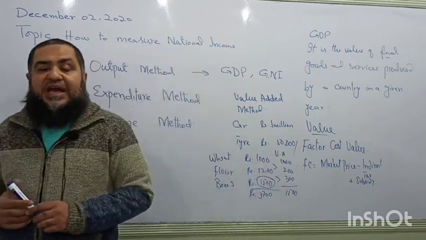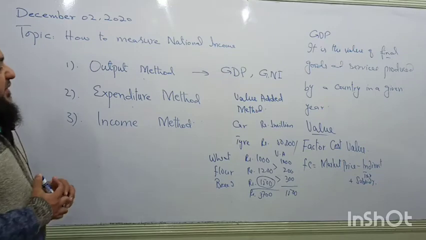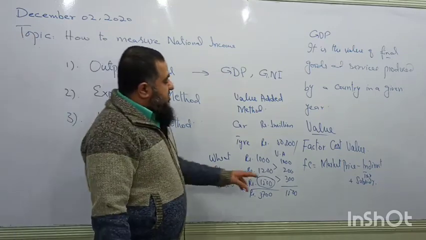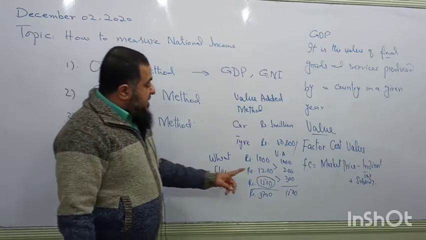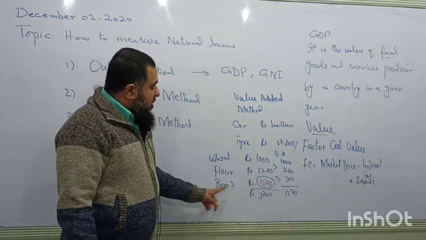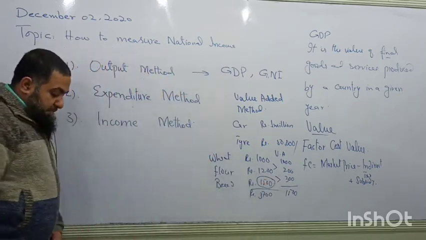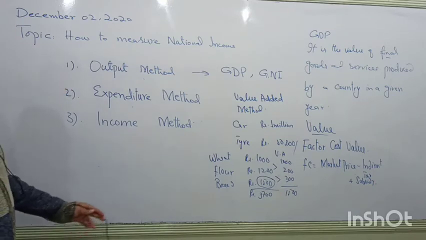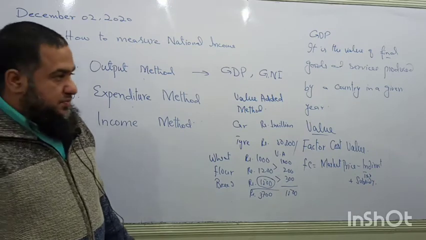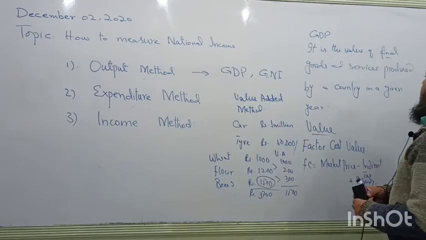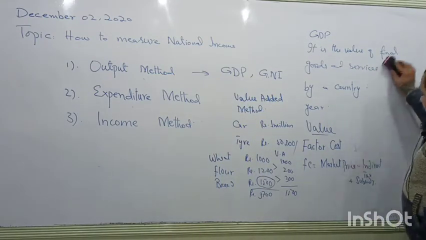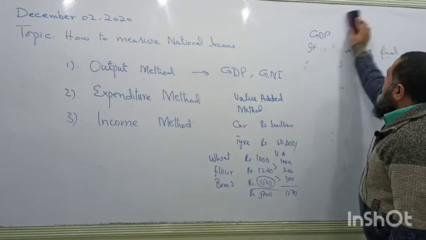Wherever the value is added, that will be counted in the measurement of GDP, and then we say this is the value of GDP, which is the 1,500, and that is also the same value as the final value of bread. Okay, that's about the GDP, how to measure GDP by using the output method.